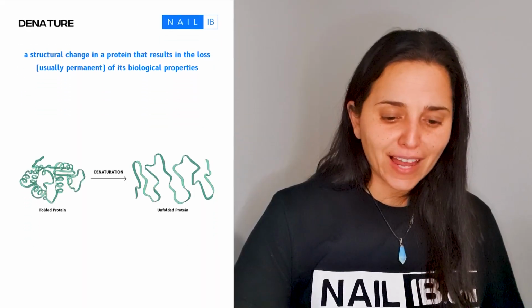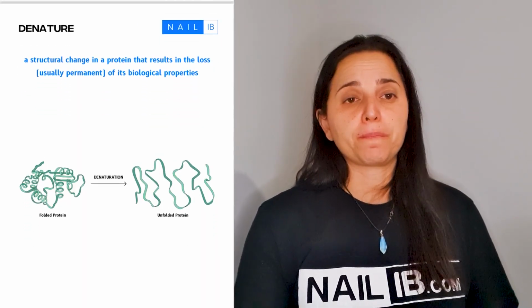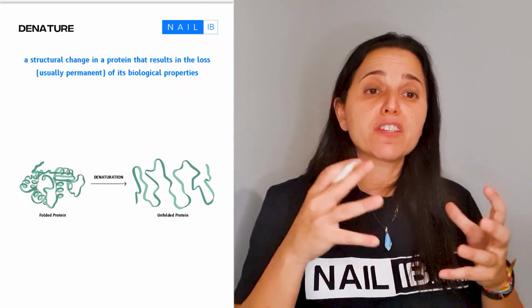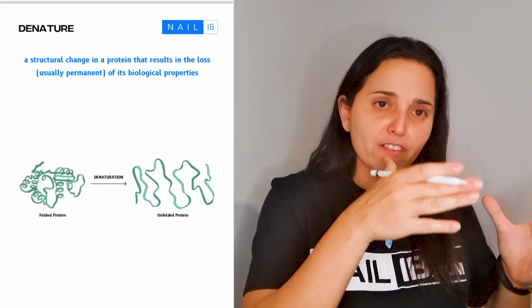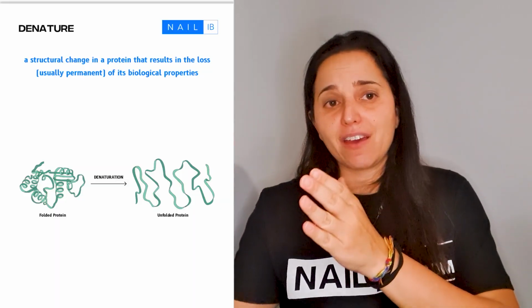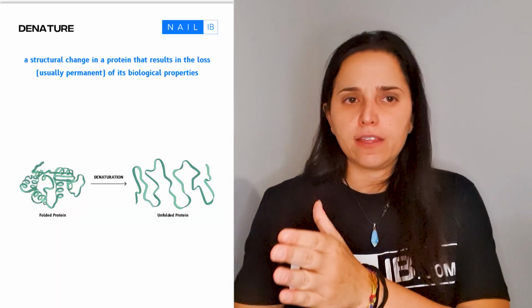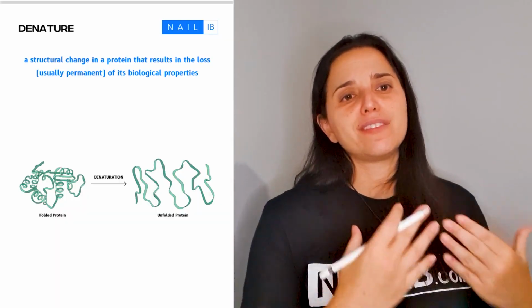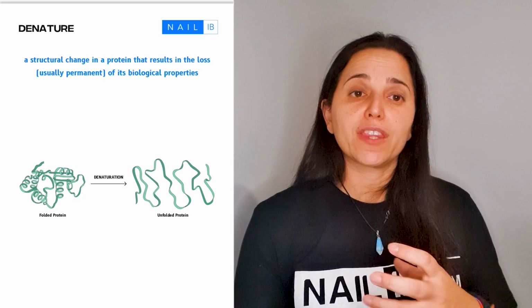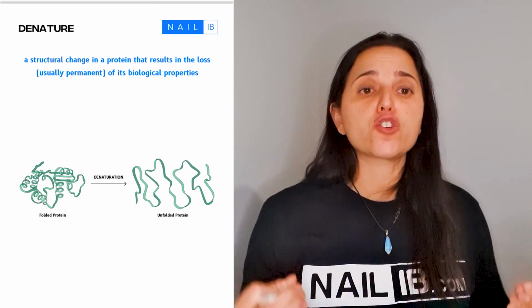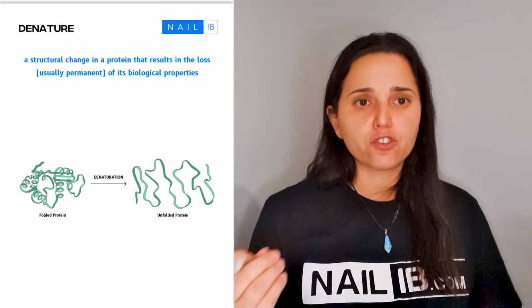So let's get to the last part here, which is about denaturing. That means when you produce a protein, it has a specific structure, and when it has a specific structure, that means it has a specific function. If you destroy that structure, then it cannot function anymore. That's what denaturing is about. Denaturing is when the protein loses its biological properties, that means its structure and eventually its function.